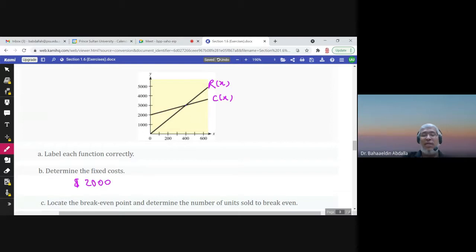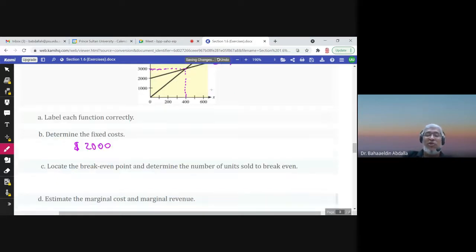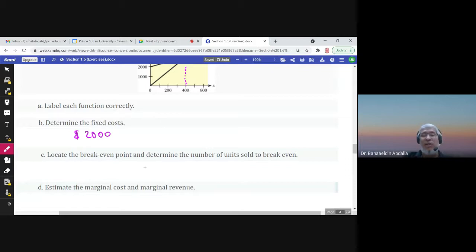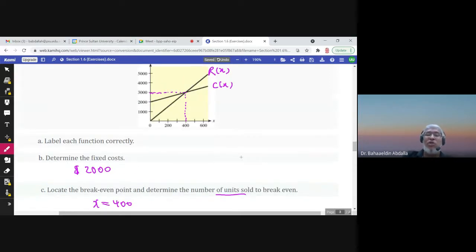Well, I can see the break-even. This is the break-even point. It is the point of intersection between the revenue and the cost. The revenue should be equal to the cost. Determine the number of units sold to break even. It is 400. So 400 is the number of units that should be sold to break even.